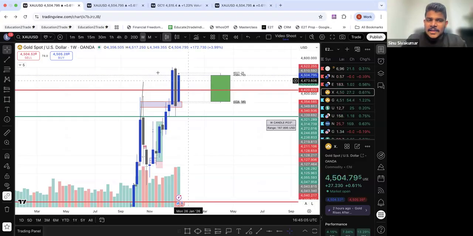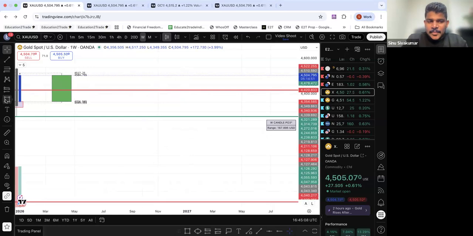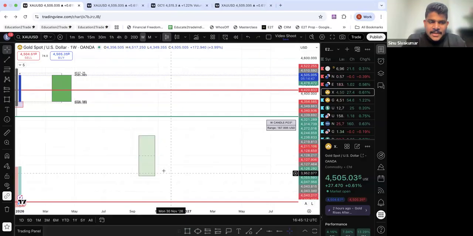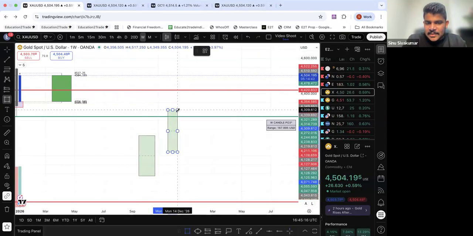So what is candlestick addition? Let me explain it in simple terms. Let's assume you have a first candle like this, and you have a second candle like this, and you have a third candle, maybe something like this.